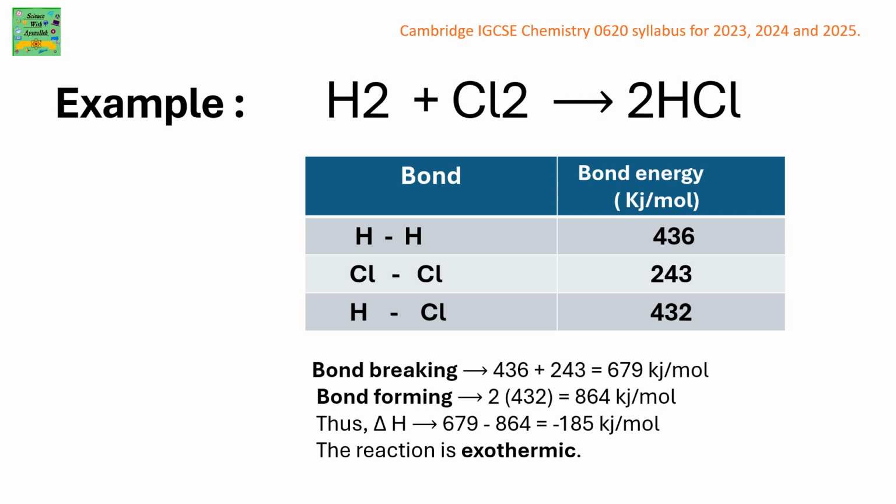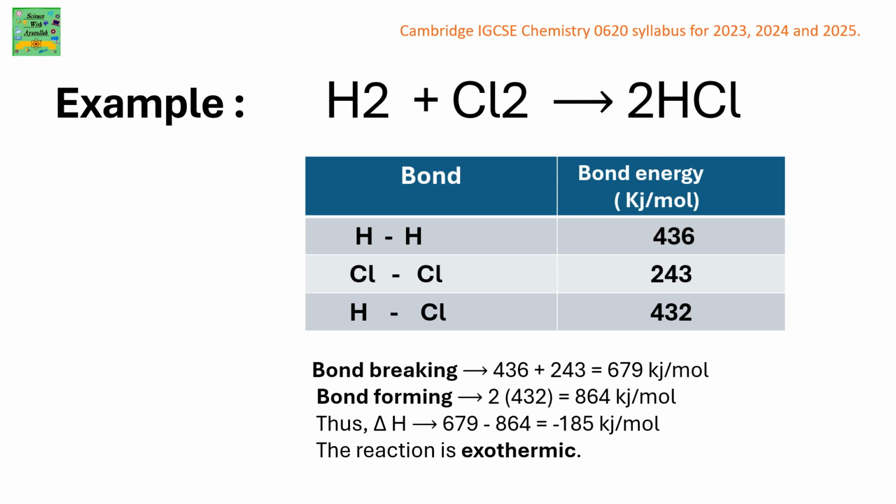And now for bond forming, after the reaction, a product is formed. So that means the bond is already formed. You just simply have to multiply 2 into HCl. HCl's bond energy is 432. So 2 into 432 gives 864 kilojoule per mole.